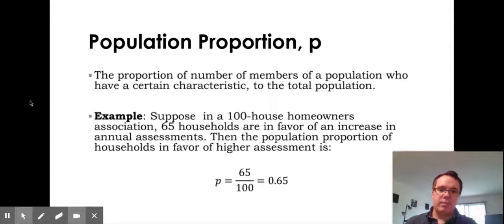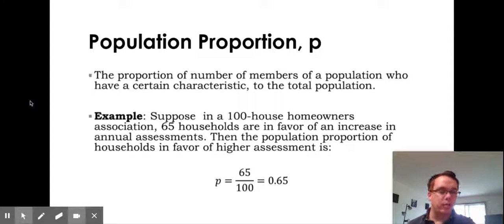So the big difference between a sample mean and a sample proportion is that with a mean we were just finding the average number of people who did something. Here we're actually looking at a characteristic, and we're looking at the proportion of people who actually have that characteristic in samples. So if our entire population is a homeowners association and we ask all 100 houses how many of them favor an increase in annual assessments, and 65 of them say that they are in favor, then our population proportion, P, is actually our 65 out of our 100. So number in favor over the total number, and that's 0.65. So our proportion of people in favor is 65%, or 0.65.